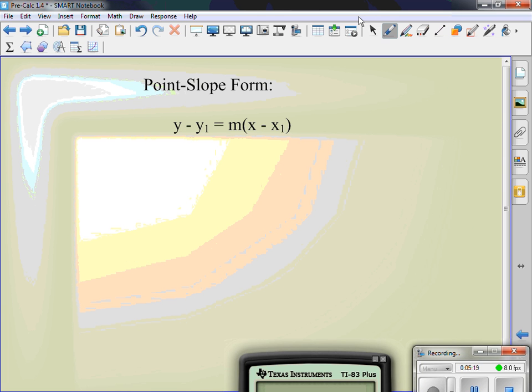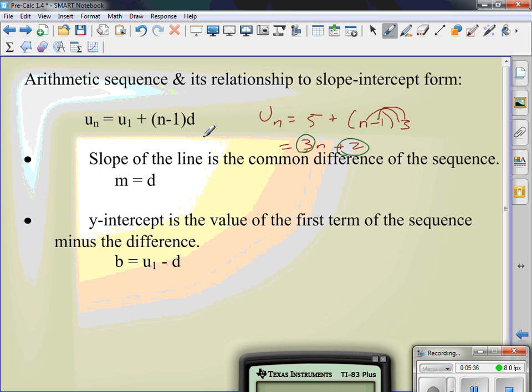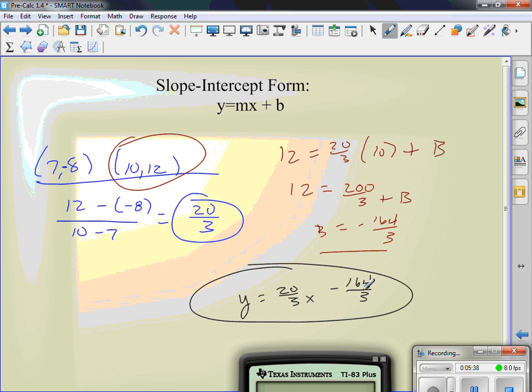Another form from the past, y minus y1 equals m times the quantity of x minus x1. Point slope form. All we have is a point and a slope. We put in the slope, we substitute in a point, we can simplify and still get an equation like this.